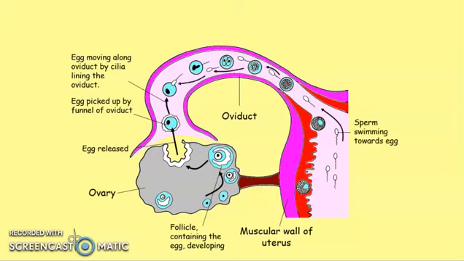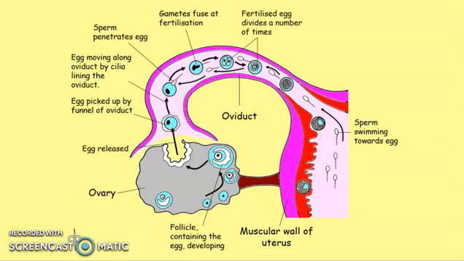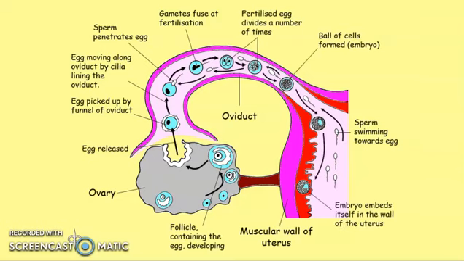At this point, sperm enter the uterus and swim towards the oviduct. At this point here, the sperm penetrates the egg and the gametes fuse, and that is fertilization. The fertilized egg divides a number of times and becomes a ball of cells, which is an embryo. Ideally, that embryo will embed itself in the wall of the uterus and continue to develop.